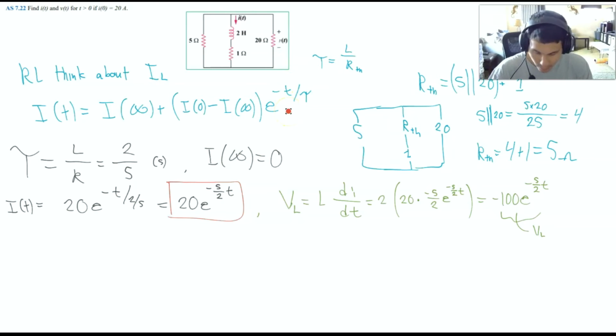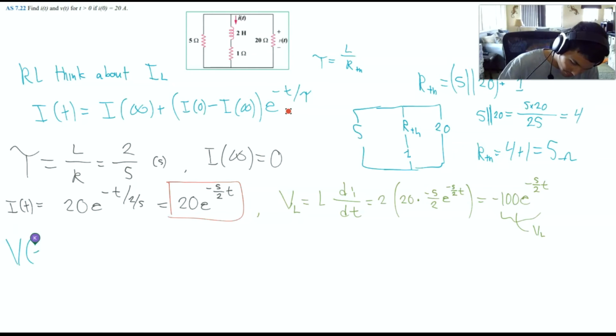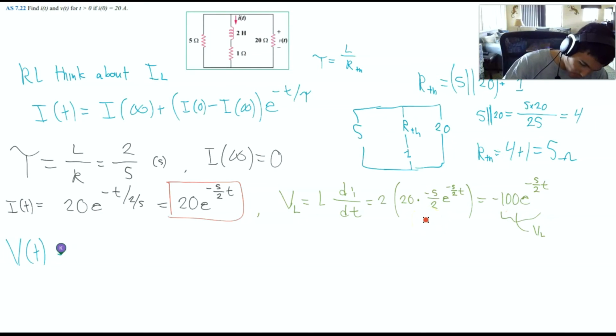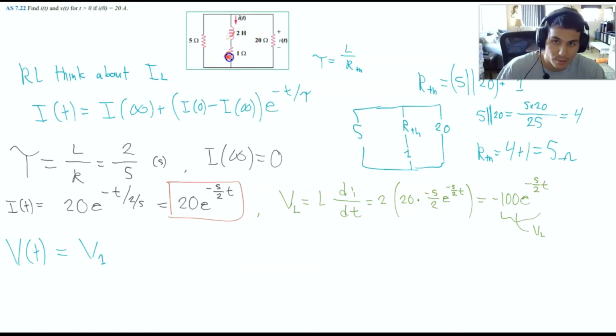So we need to think about this as, let me go to V of t, V of t for this 20 ohm. Okay, my bad, actually. I was saying something slightly wrong. The voltage across this inductor is also the voltage right here. So we call this V1. So V of t is equal to V1. I mean, this is VL, this is V1, and then they're equal to that.